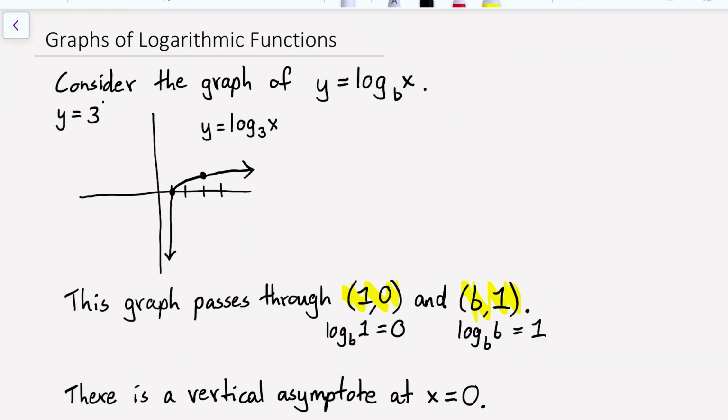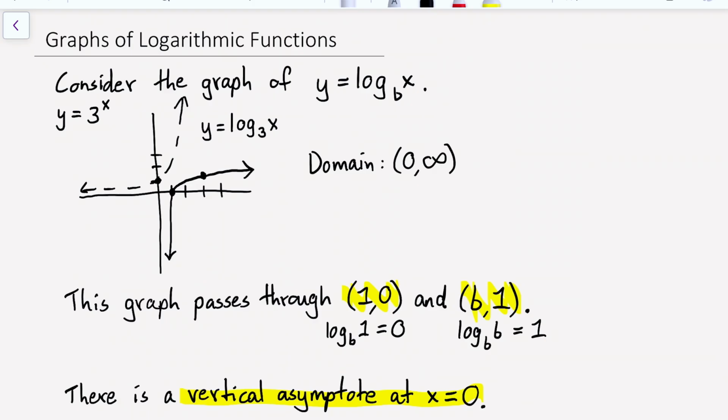two values. You will recall that this is the inverse of the function y equals 3 to the power of x. And because it is the inverse of that function, every property of the x and y values are interchanged here. So y equals 3 to the x looks like this, with a horizontal asymptote at y equals 0. That means the graph of log base 3 of x will have a vertical asymptote at x equals 0.